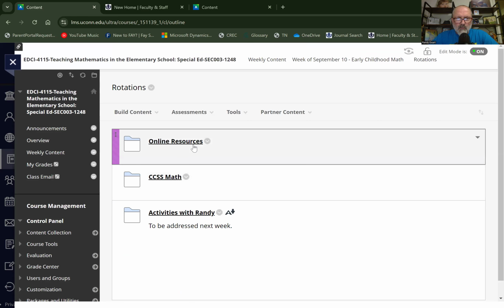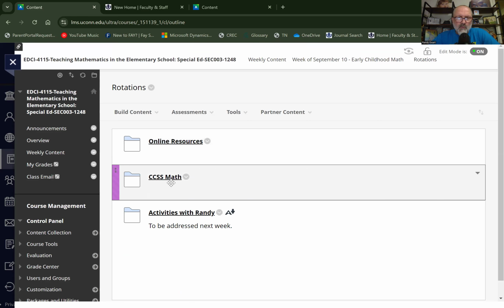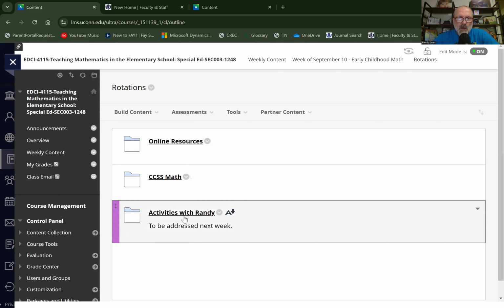And so here you have a folder for online activities. Here's one for the map, Common Core information. And here would have been the different activities that you could look at this folder as a resource. And then again, you would actually see and go through the actual activities.